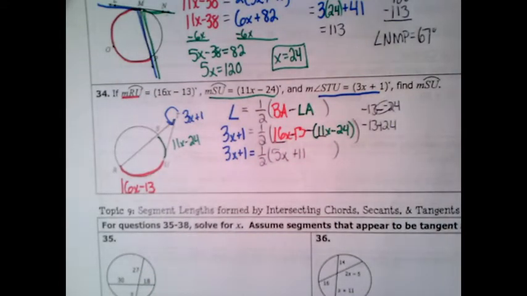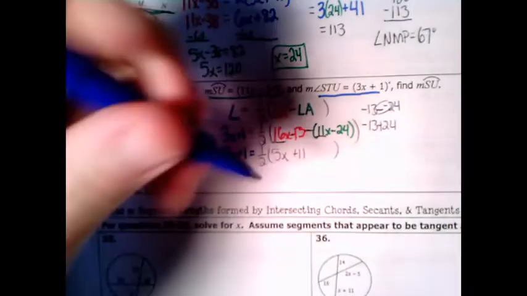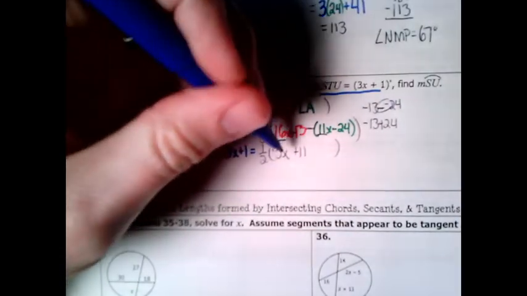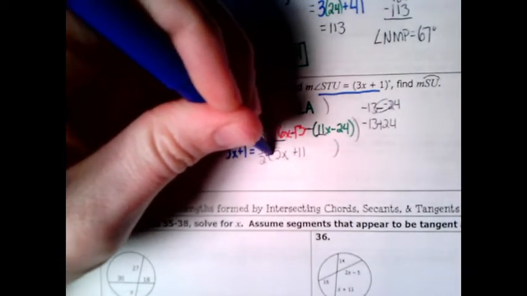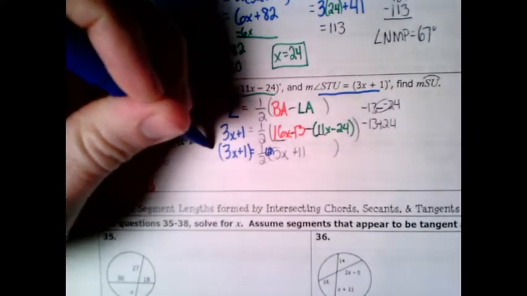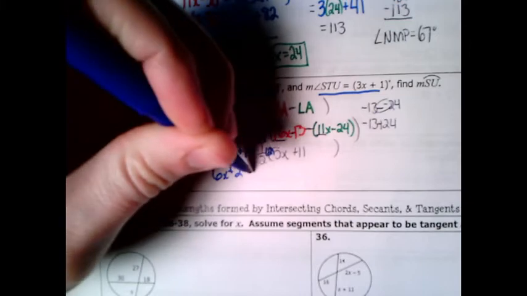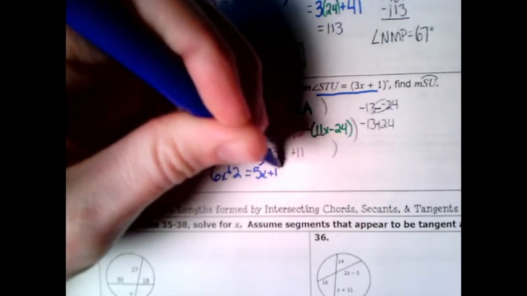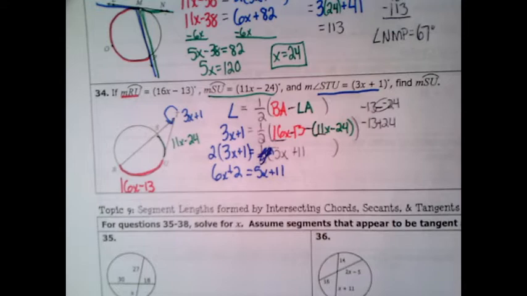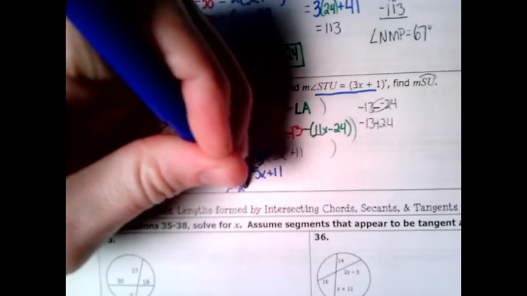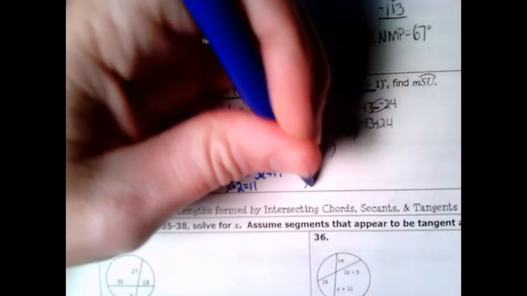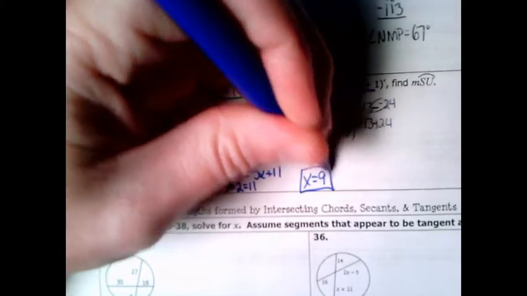Okay. So now I'm going to multiply both sides by 2 to get rid of this half. I'm running out of room. I'm going to multiply this by 2. Well, 2 times 3 is 6x. 2 times 2 is 2. This cancels out, and I get 5x plus 11. So then I've got to subtract the 5x from both sides, and that gives me x plus 2 equals 11. Subtract 2, x equals 9.